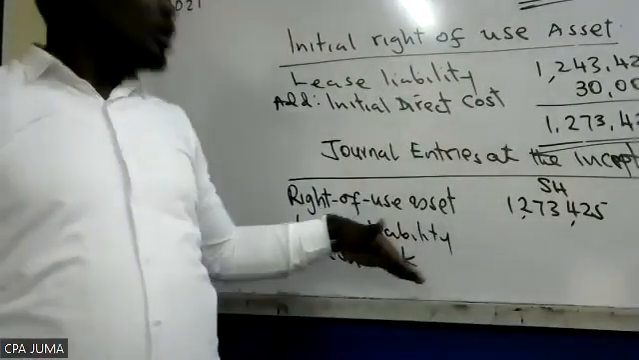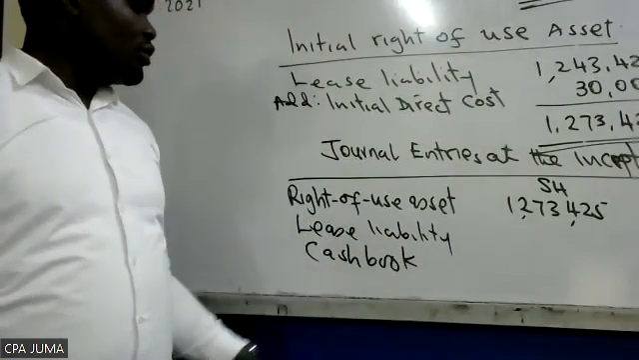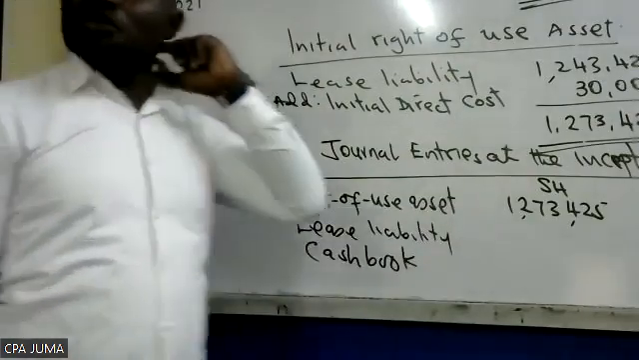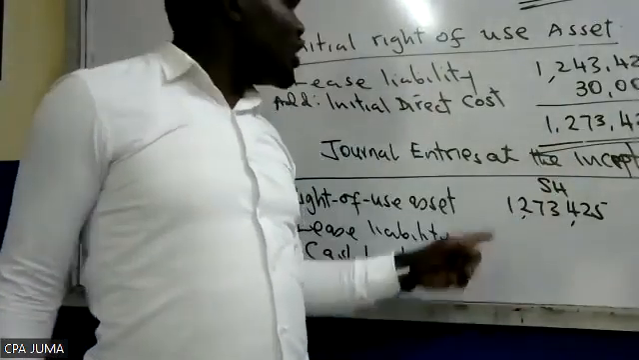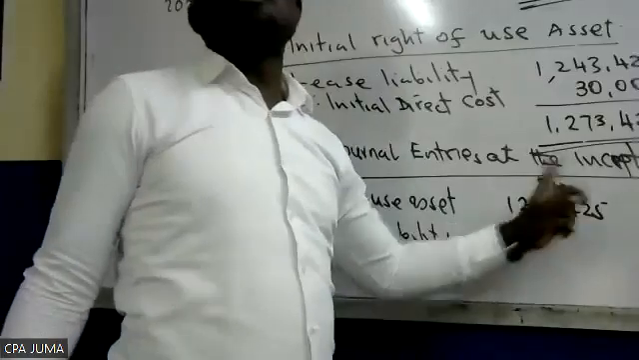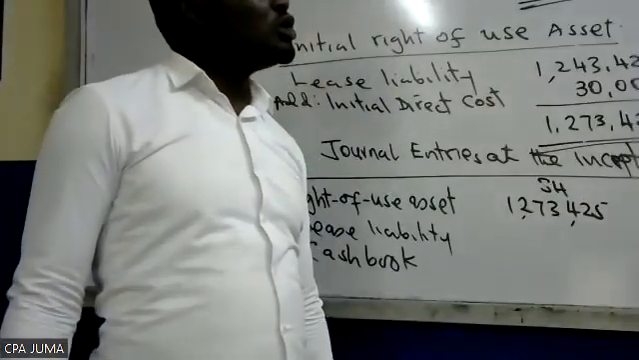If you have incurred any cost. But in most of those questions, that cost is not there. So you just find what you debit, and the same amount is what you are crediting. Good.